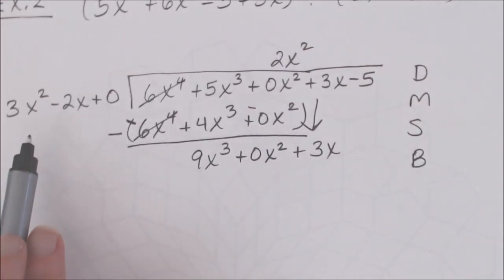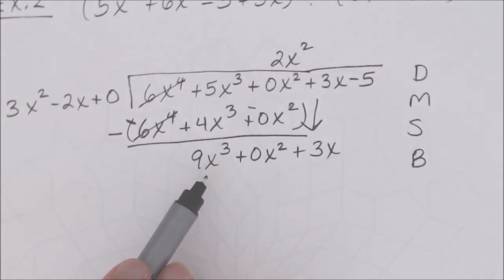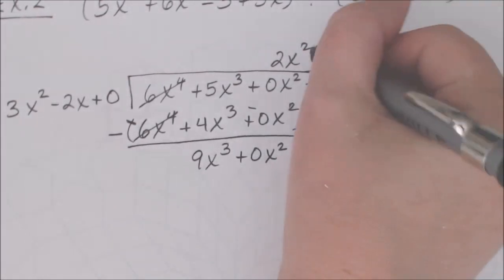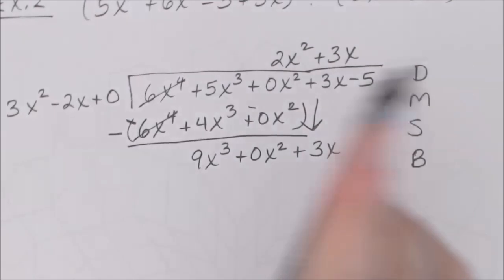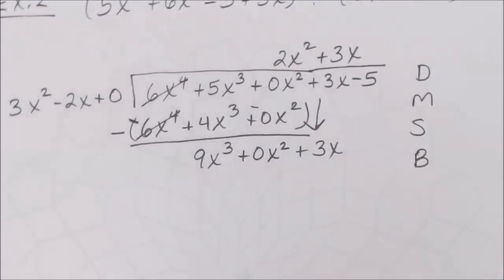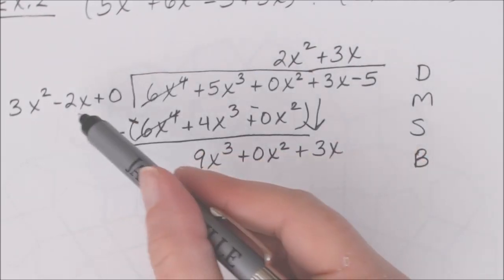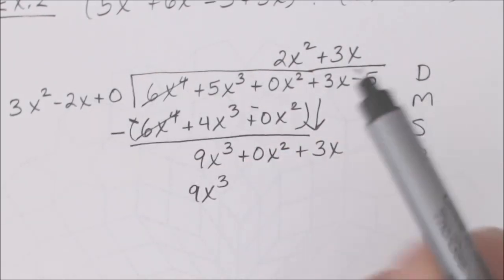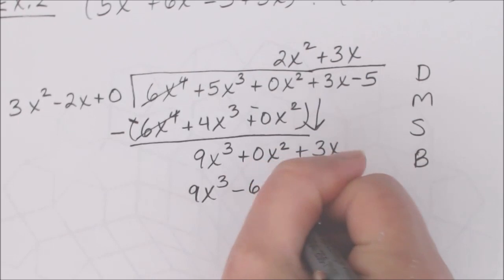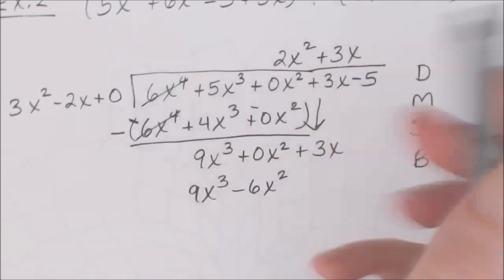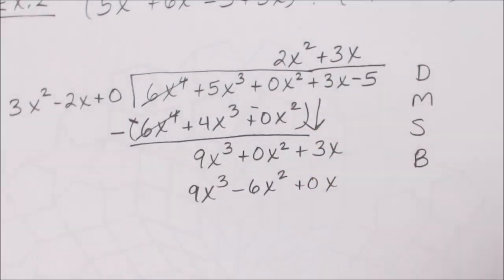Can I multiply 3x squared by something that will give me 9x to the third? And that would just be 3x. Then we're going to multiply. 3x times 3x squared is 9x to the third. 3x times negative 2x is negative 6x squared. 3x times 0 is 0x.